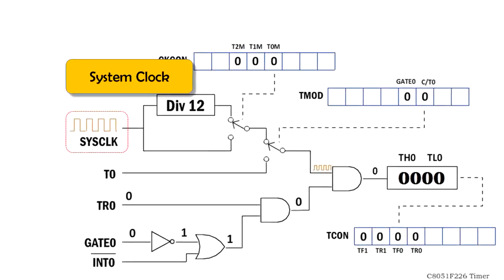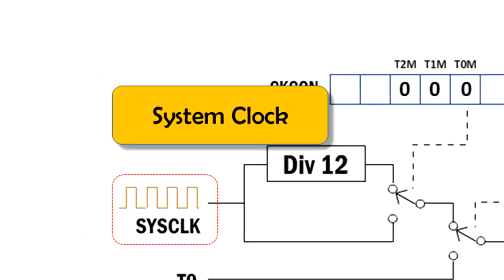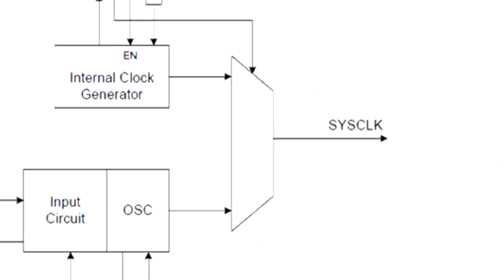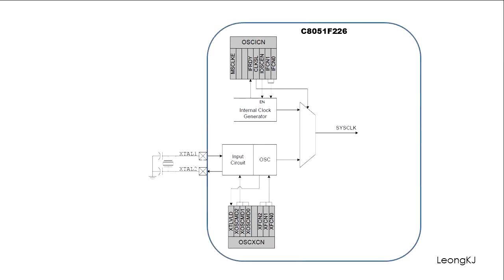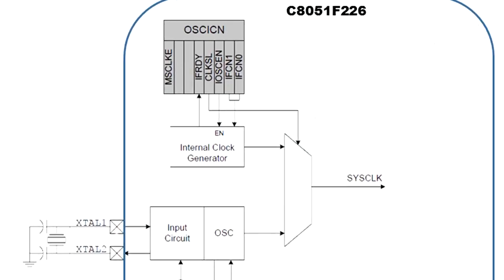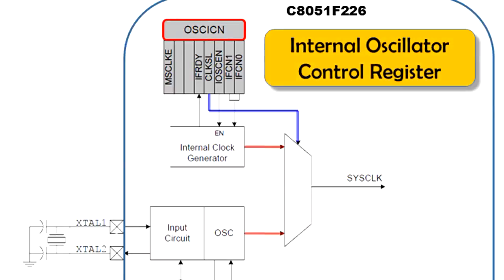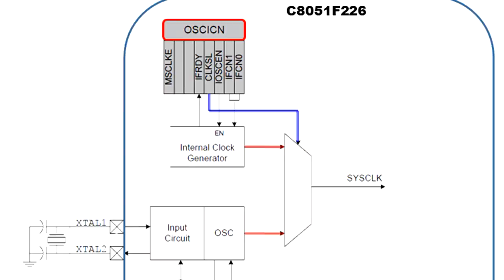Let's look at the source of the system clock. This logic diagram shows how the system clock is derived. The system clock can be selected from two sources. The selection is made by controlling a bit in the internal oscillator control register. Upon a system reset, the internal clock is selected.